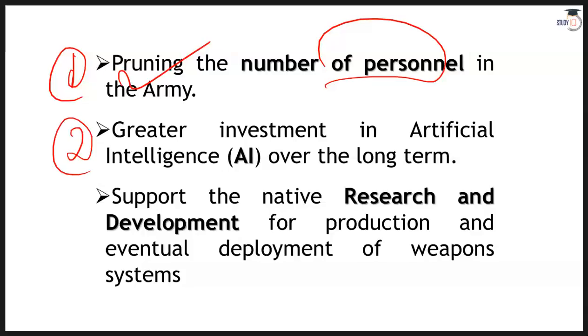Just imagine your tank, a tank or a battle truck. It can automatically, with the help of this artificial intelligence, travel from one place to another. It can defend itself and other things. So we need this sort of technology. And the third and the most important thing is promoting native or local research and development. This is the most important thing.